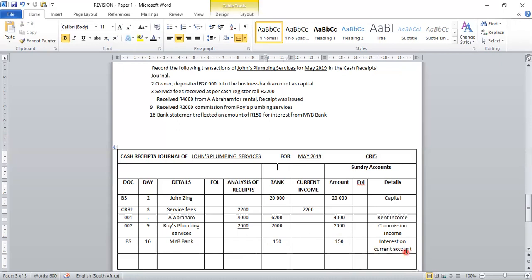So learners, make sure that you write the correct accounts on your details column. So for capital, you write capital. For rent, it's rent income. Commission, it's commission income. Interest is interest on current account.